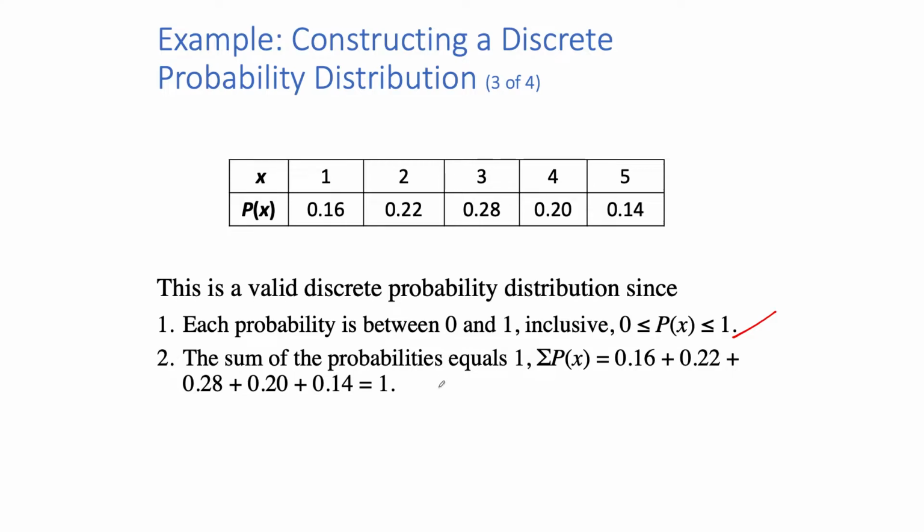The second criterion for a valid probability distribution is to make sure that if I sum all these probabilities together, they sum to 1. So if I sum all the probabilities together, 0.16 plus 0.22 plus 0.28 plus 0.20 plus 0.14, that sums to 1.